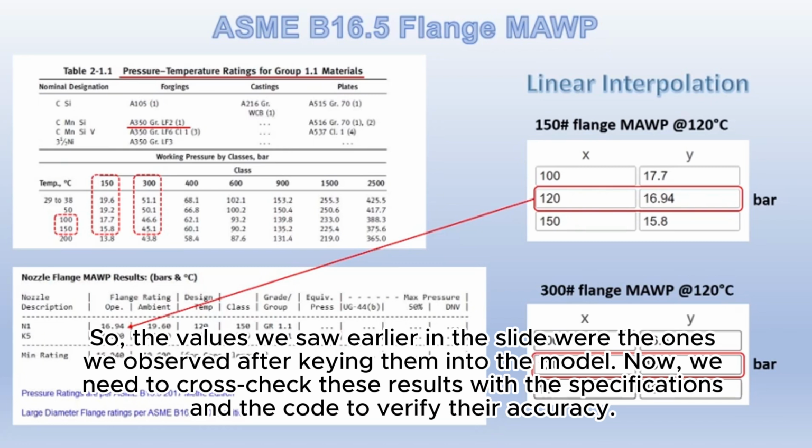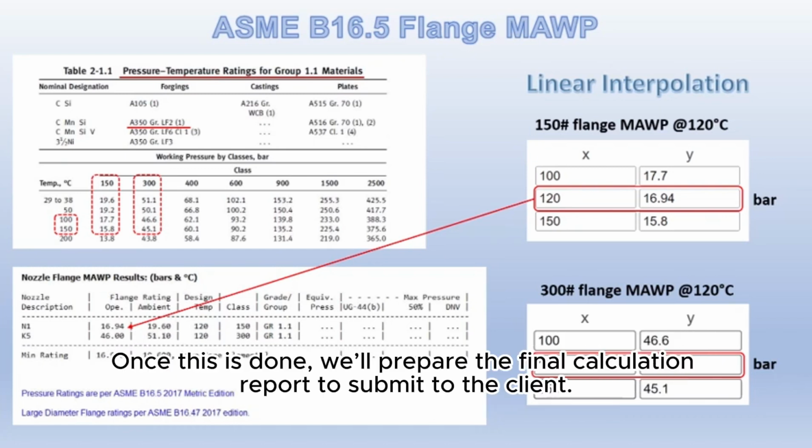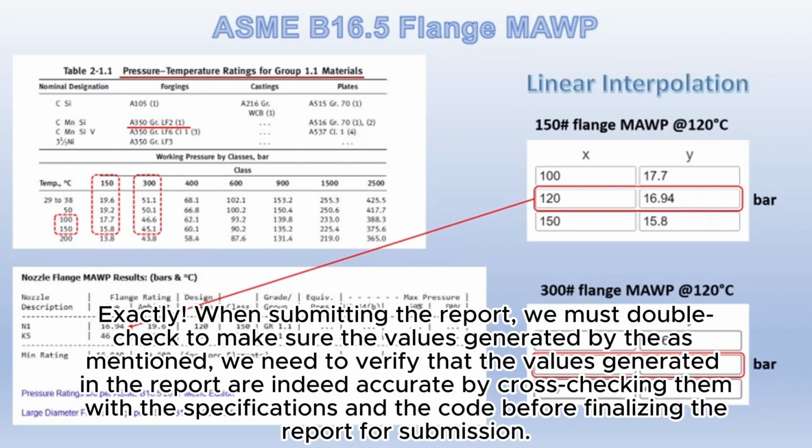Now, we need to cross-check these results with the specifications and the code to verify their accuracy. Once this is done, we'll prepare the final calculation report to submit to the client. Exactly. When submitting the report, we must double-check the values generated. We need to verify that the values generated in the report are indeed accurate by cross-checking them with the specifications and the code before finalizing the report for submission.